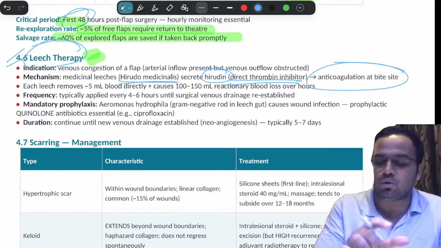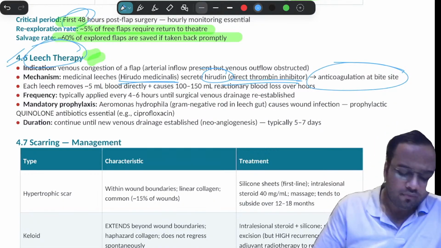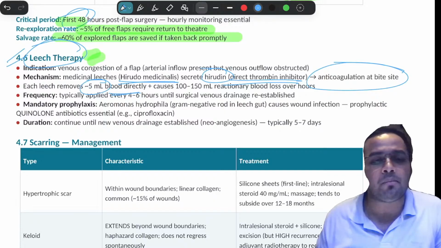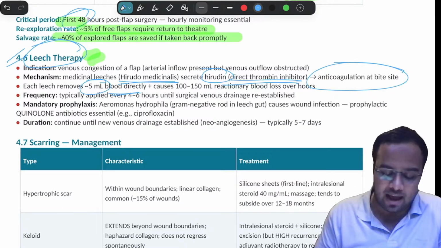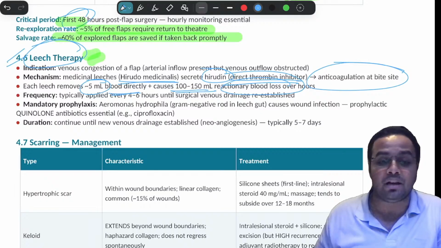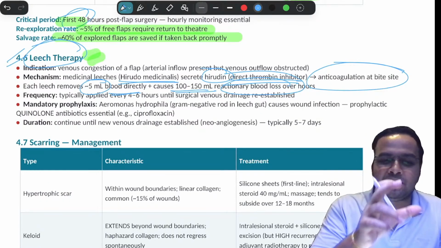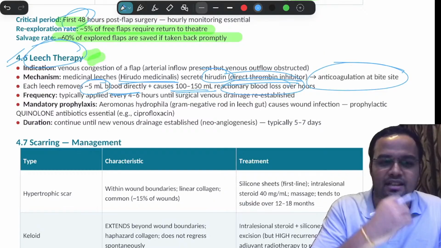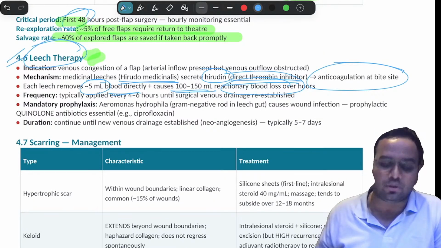So whenever you apply one leech to the region of the flap, the leech is going to suck out only 5 ml of the blood. But later on, as the leech is removed from the flap, almost 150 ml of reactionary blood loss is going to happen, and you are going to let that blood flow. So whenever that flap is congested, all the deoxygenated, devitalized blood is going to come out of the flap, and that is the reason the patient is going to improve.